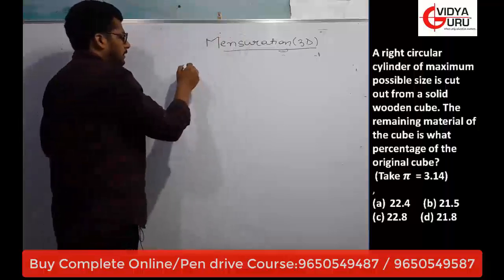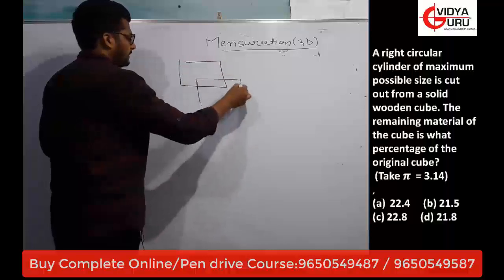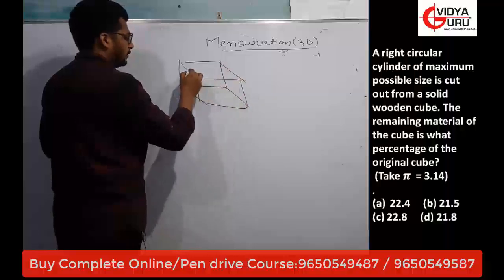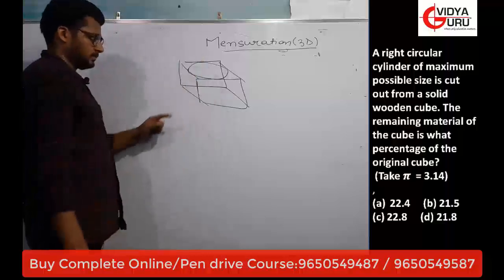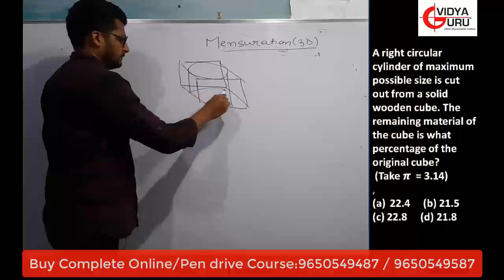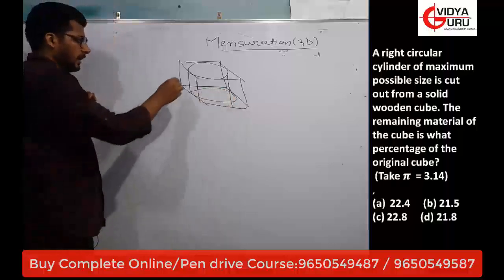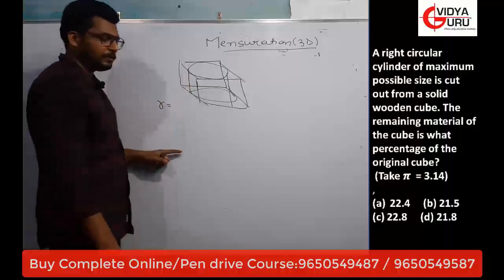Now let this be a cube. From this, a cylinder of maximum volume. That means this will be the cylinder, like this will be the cylinder. That means height of cylinder, radius of cylinder will be what? Half of the side of the cube.